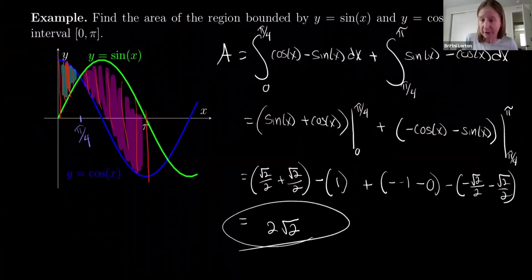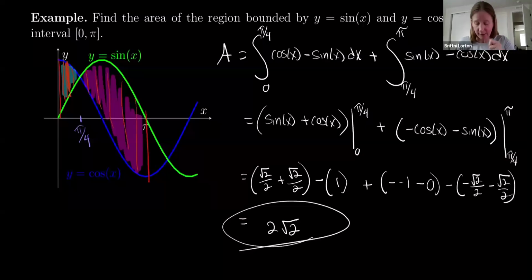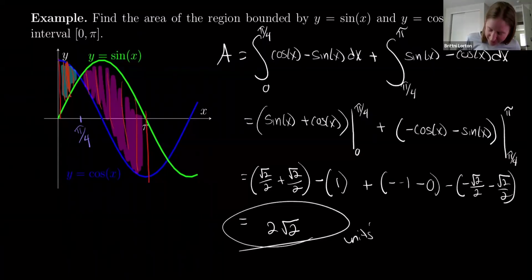Make sure you know how to simplify and combine your like terms on your own and leave it as an exact simplified value of 2 root 2. And it's units squared because we found an area. Ta-da! Okay, let's do another one.